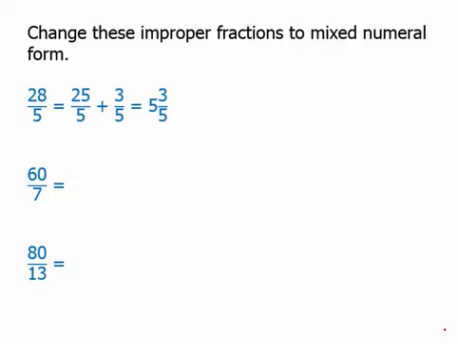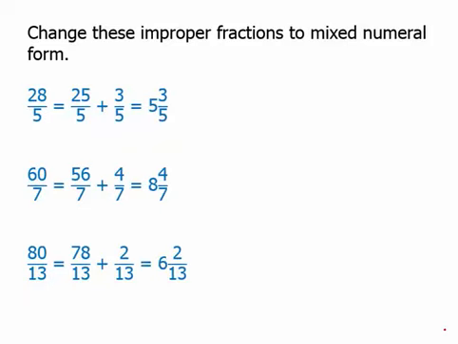For 60 over 7, the biggest multiple of 7 that is less than 60 is 56. So I'm going to write that as 56 plus 4. 56 over 7 is 8, and so that's 8 and 4/7. The biggest multiple of 13 that is less than 80 is 78. So I'm going to write this as 78 plus 2, and 78 is 6 times 13. So 78 over 13 is going to be 6. It's going to be 6 and 2/13 altogether.